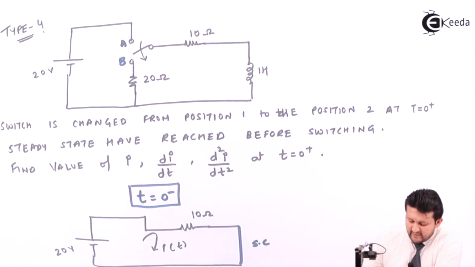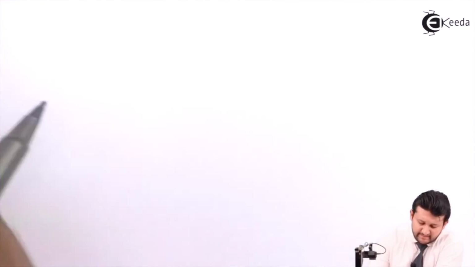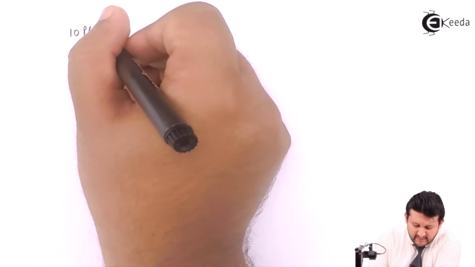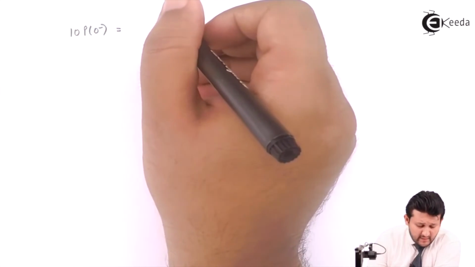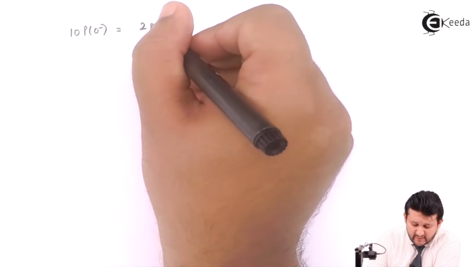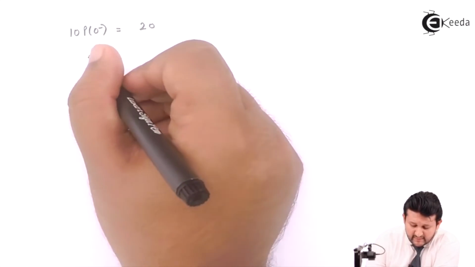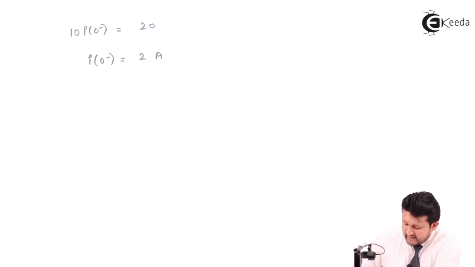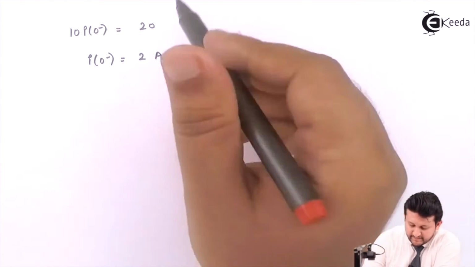So let's find the current for this. Since it is a closed path, apply KVL, simple KVL for this equation. So you'll be getting 10 I of 0 minus equal to, the current enters into negative, so it will be 20. So I of 0 minus is equal to 2 amperes. That's your case number 1 which you got.